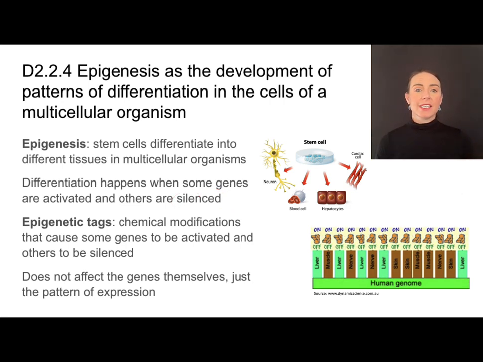Activation and silencing is due to what we call an epigenetic tag. Epigenetic tags are chemical modifications that cause some genes to be expressed while others are silenced. Remember, it doesn't affect the genes themselves, just whether or not they are expressed and transcribed and translated into proteins.